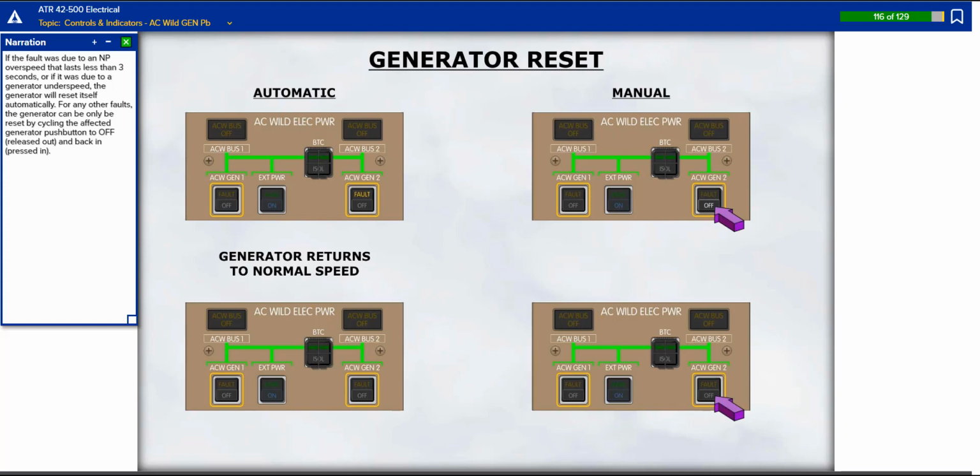If the fault was due to an NP overspeed that lasts less than 3 seconds, or if it was due to a generator underspeed, the generator will reset itself automatically. For any other faults, the generator can only be reset by cycling the affected generator push button to off and back in.